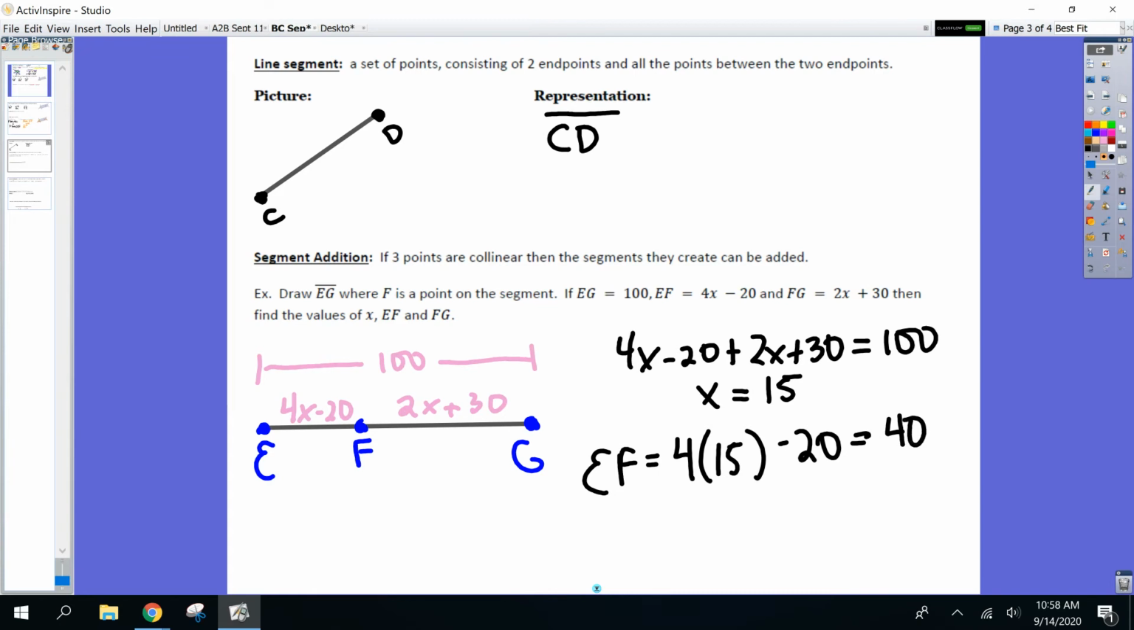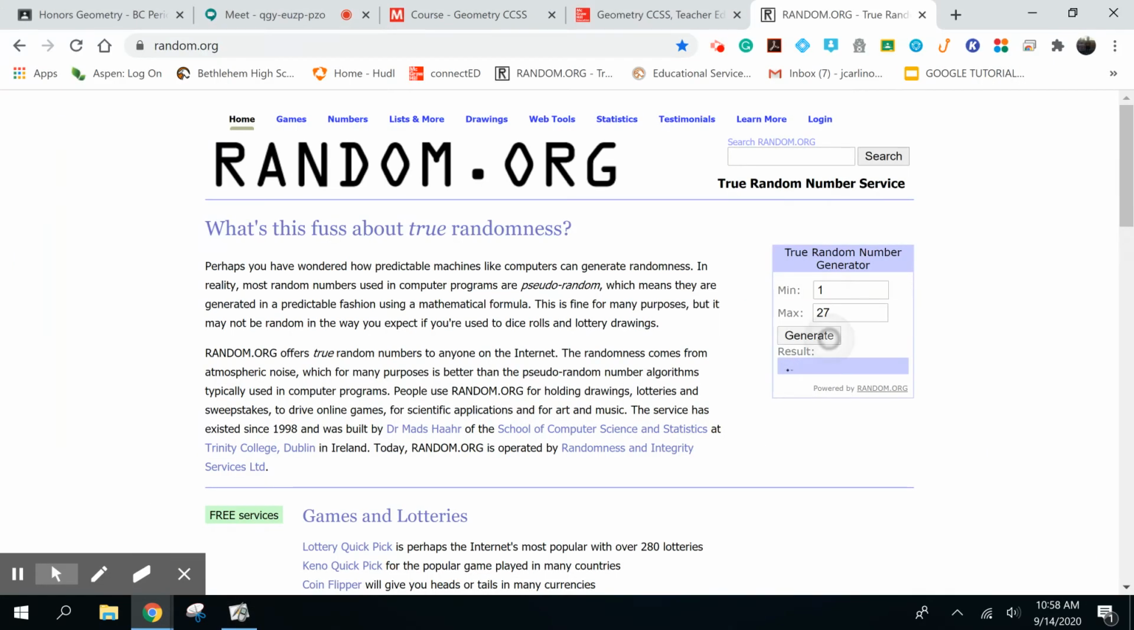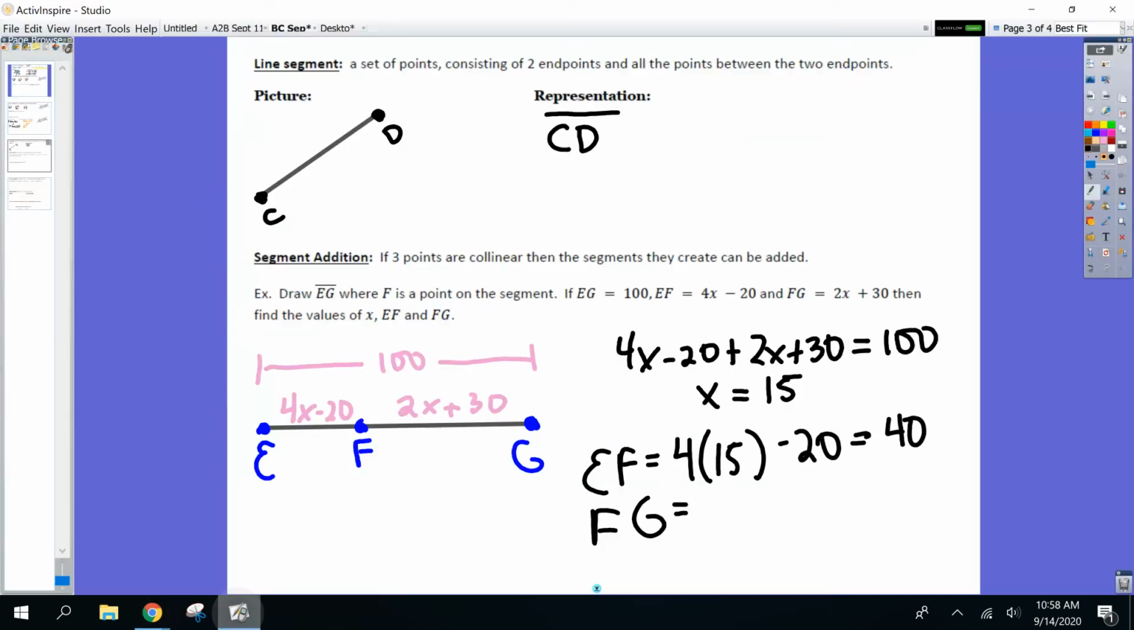We're all good. Last part, find FG. There's a couple ways you can find FG. You don't have to plug in 15, but you can if you want. There's another way you can. Emily, what did you find the value of FG was? 60. You guys could plug in 15 for x or just subtract 40 from 100, right? 60. Got a couple of those on your homework tonight out of the book. Questions there?